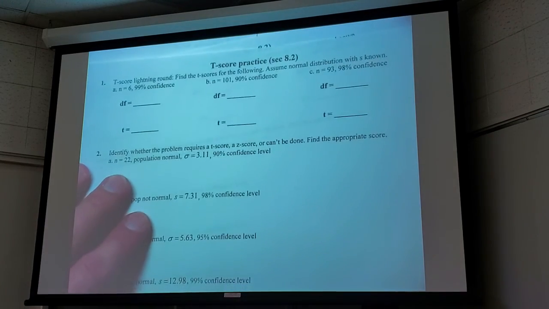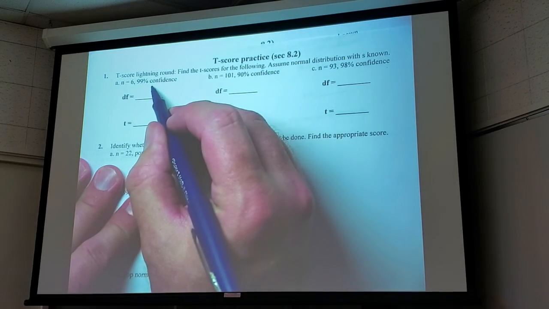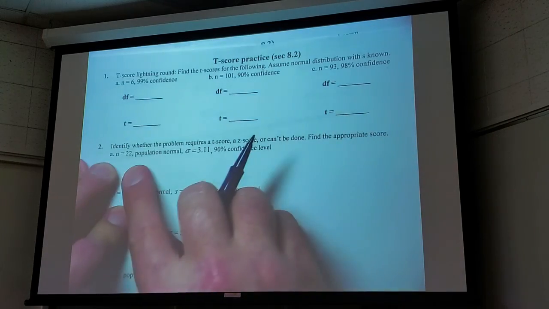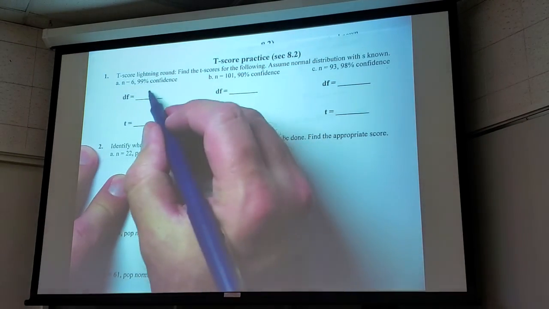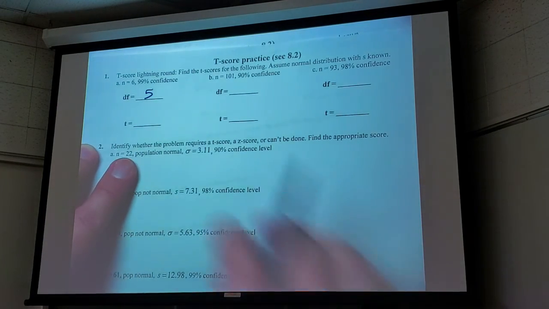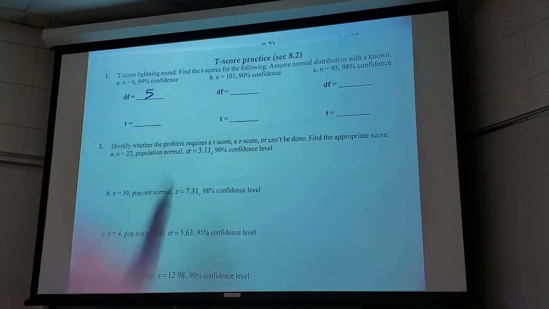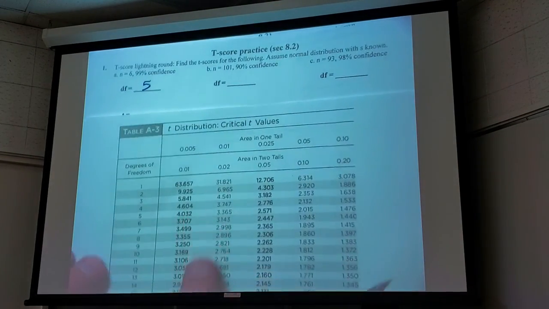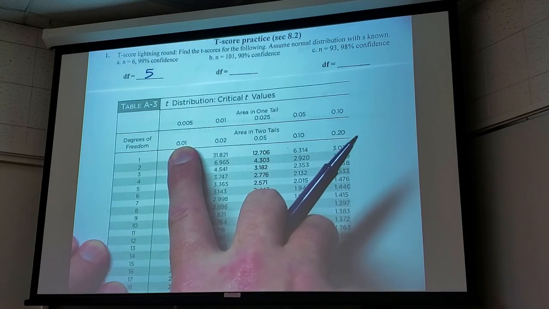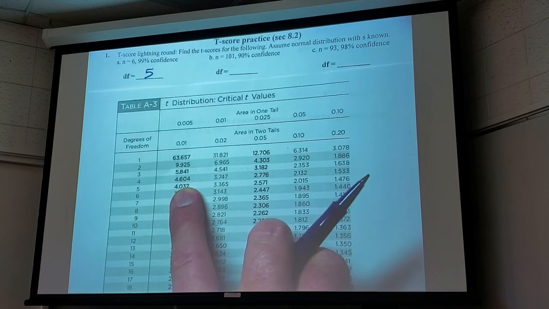All right, let's see. What's the degrees of freedom on this first one here? 21. Oh, you're looking at number 2. Sorry. So I got degrees of freedom of 5. What column am I gonna look in? The first. Good, because I got 1% outside for 99% confidence. And then I just stop at 5, and there it is. 4.032.